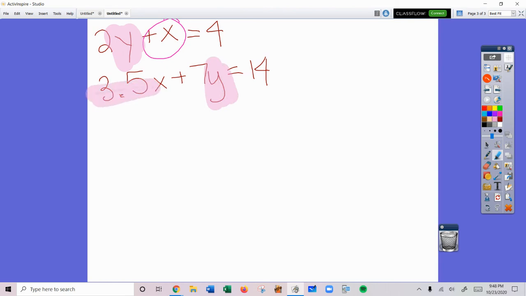Now, if you did choose this y here or this y here, you'd be dividing through. We already got this 3.5 going on. Oh, that's going to be all types of crazy. So you could do it. You're not going to be very happy. So let's solve this first one for x.